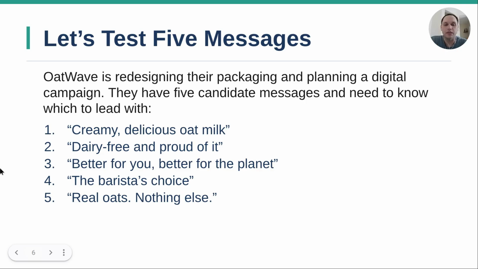Let's test some real messages. Oatwave is redesigning their packaging and planning a new digital campaign. They've developed 5 candidate messages, and they need to know which one to lead with. The 5 are: creamy, delicious oat milk; dairy-free and proud of it; better for you, better for the planet; the barista's choice; and real oats, nothing else. 5 very different ideas. Functional, emotional, aspirational, minimalist. The test tells us which one actually wins with consumers.